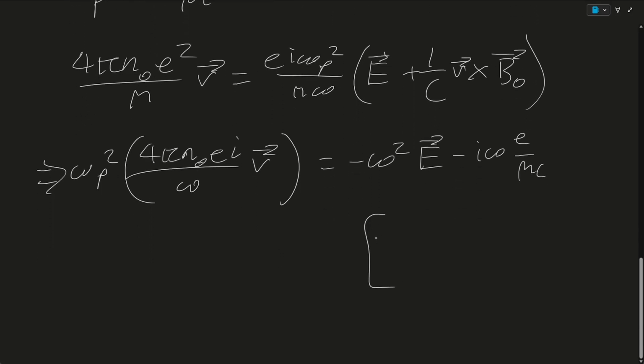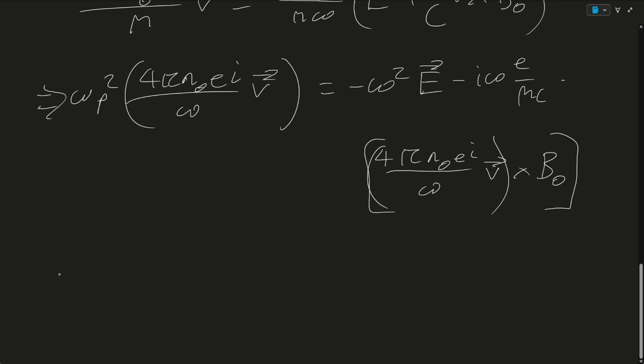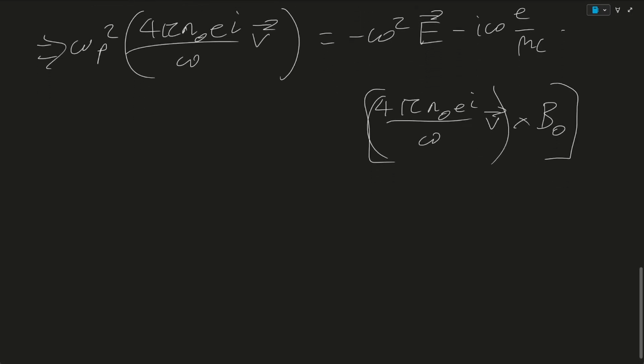Put it down there. Let's see, 4 pi n naught e I over omega v cross b naught. I could probably have put that one inside a bracket. Cool. That's certainly one chunky equation. And now we can throw b in, and that should hopefully make things easier. And also the precession vector.